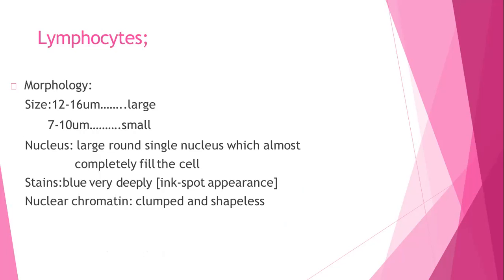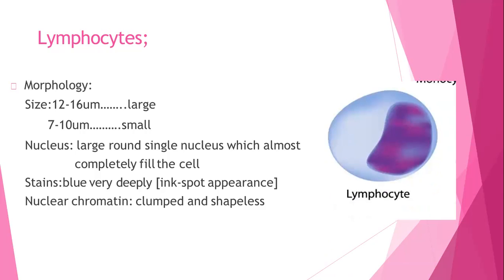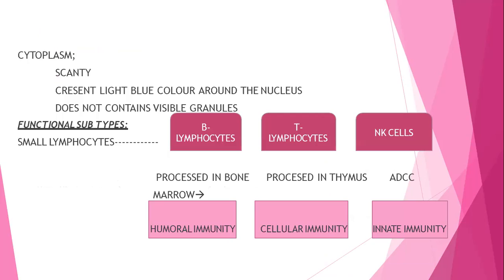The nucleus is large, round, single nucleus, which almost completely fills the cell, and it stains blue very deeply. So it is termed as ink spot appearance. The chromatin is clumped and shapeless. So you can identify these types of cells. So this is a large lymphocyte. Then the cytoplasm is very scanty, light blue in color around the nucleus, and does not contain any visible granules.